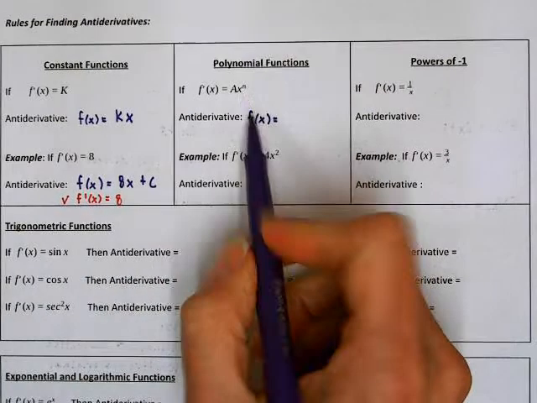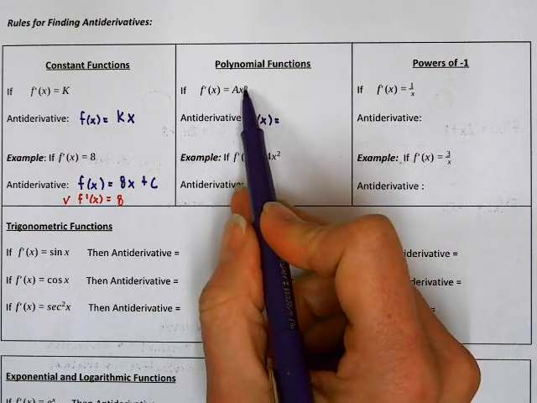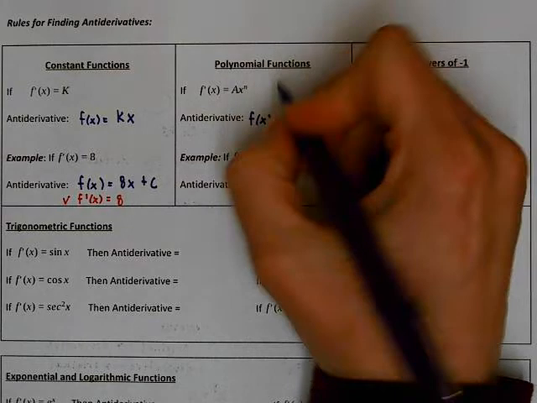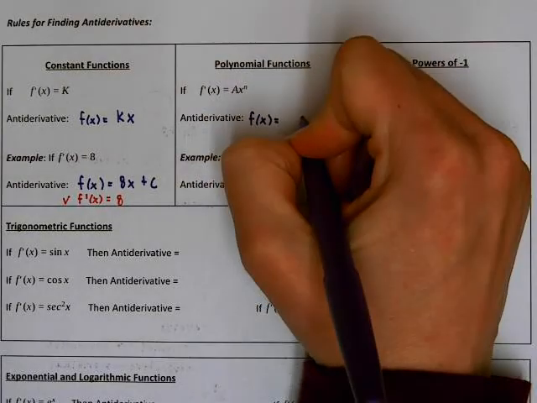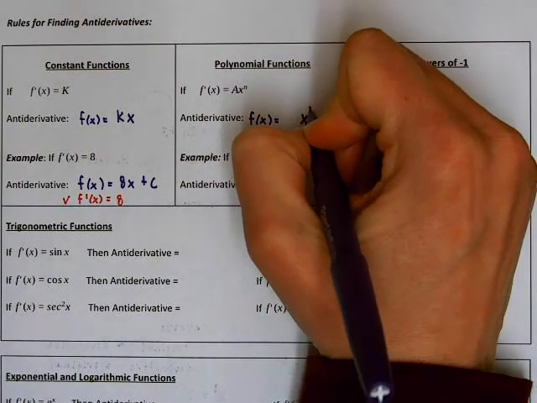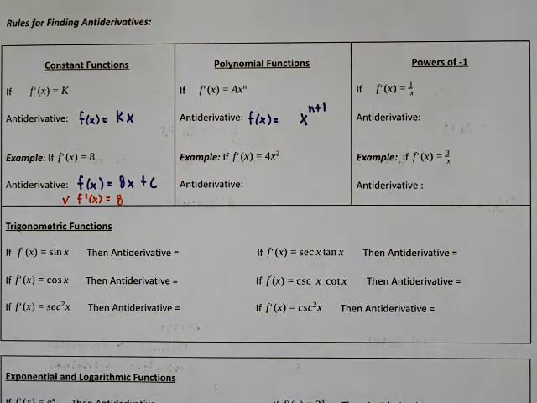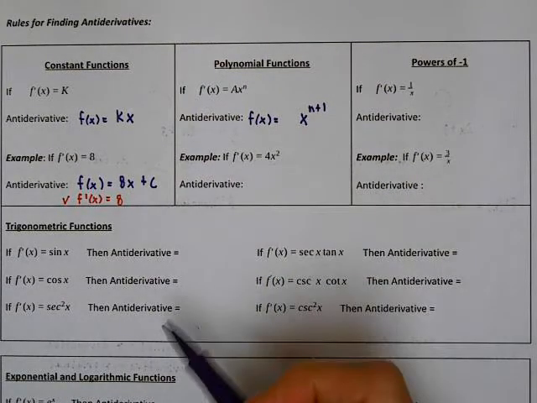Now, when we're finding the derivative, we always subtract 1 from the exponent. So in this case, it's going to be the opposite. We're actually going to add 1. So I'm going to say x to the n plus 1. We are doing the opposite of what we do when we differentiate. Instead of subtracting 1, we're adding 1.